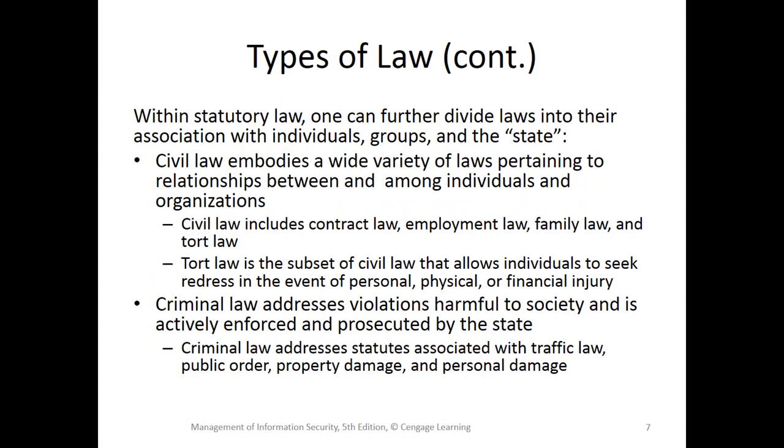And so within statutory law, one can further divide laws into their association with individuals, groups, and the state. So basically, civil law embodies a wide variety of laws pertaining to relationships between and among individuals and organizations. Civil law includes contract law, employment law, family law, and tort law. Tort law is the subset of civil law that allows individuals to seek redress in the event of personal, physical, and financial injury. And so criminal law addresses violations harmful to society and is actively enforced and prosecuted by the state. So criminal law addresses statutes associated with traffic law, public order, property damage, and personal damage.